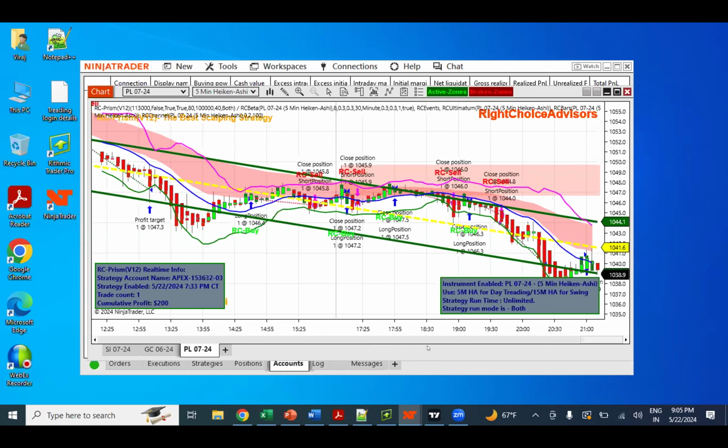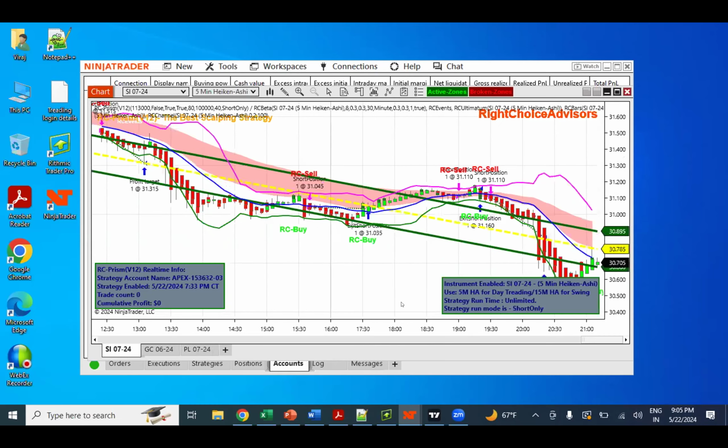For example, today silver, gold, platinum are very bearish. So instead of run mode as both, you will keep it short only, because the upside will be very limited. You may not make huge profits with long only positions, but when you do short only, you will make nice profit. So if you go to strategies, it should be short only. Just like in silver, you have short only, right?